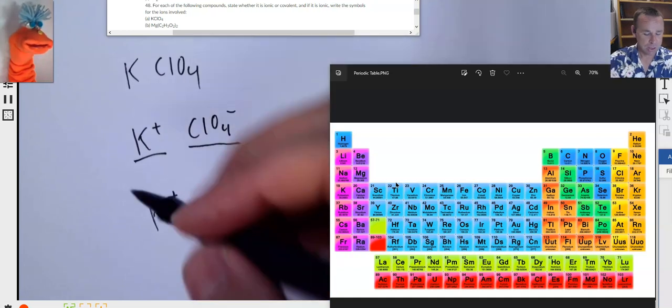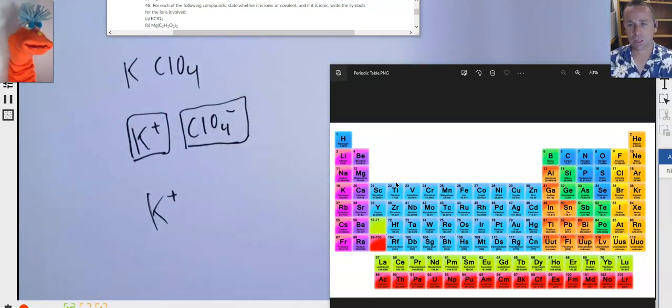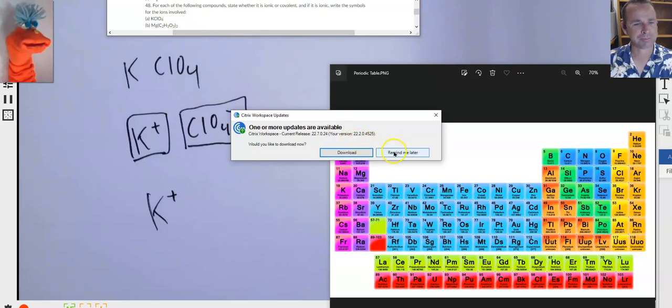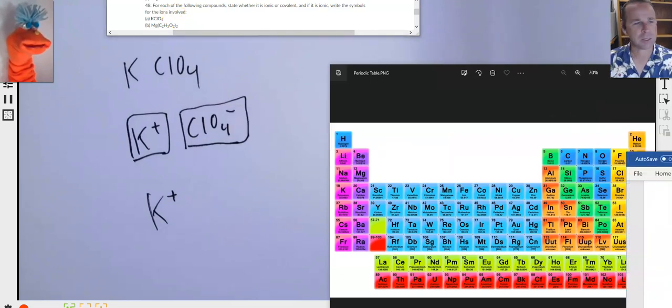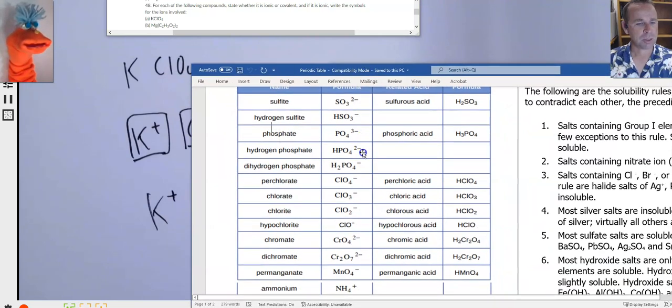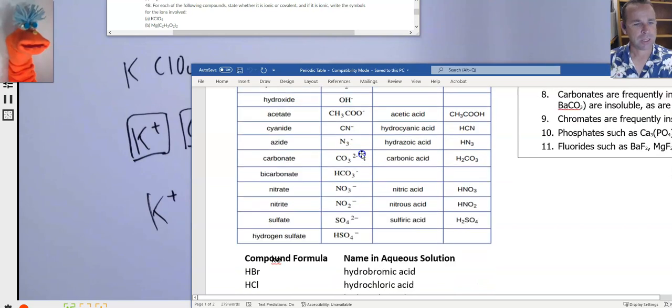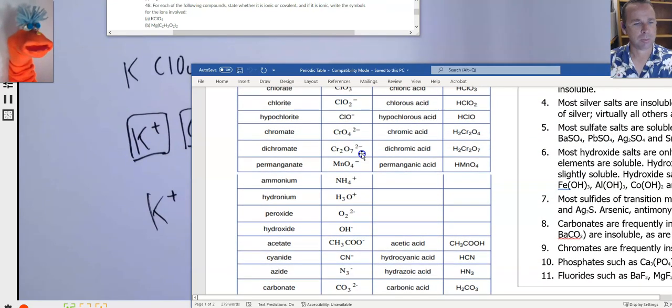All right, so this is what they were looking for, the symbols for the two ions that are involved in this ionic compound. All right, next one. Mg, that's magnesium. And then the other thing, what's that? I don't know. So let's look it up here on the polyatomic ion table. See if you can find it. I'm not seeing that. I don't think it's on there.